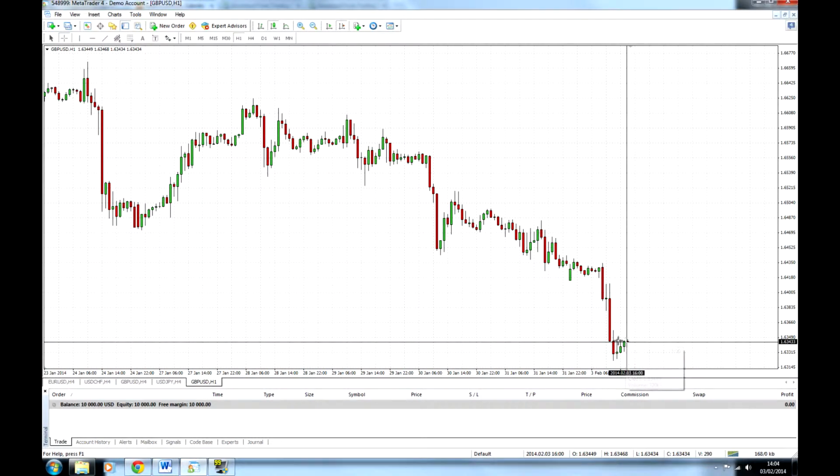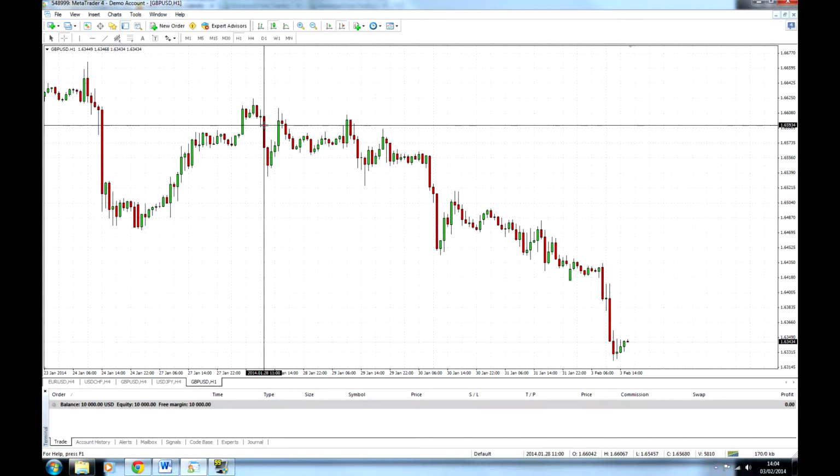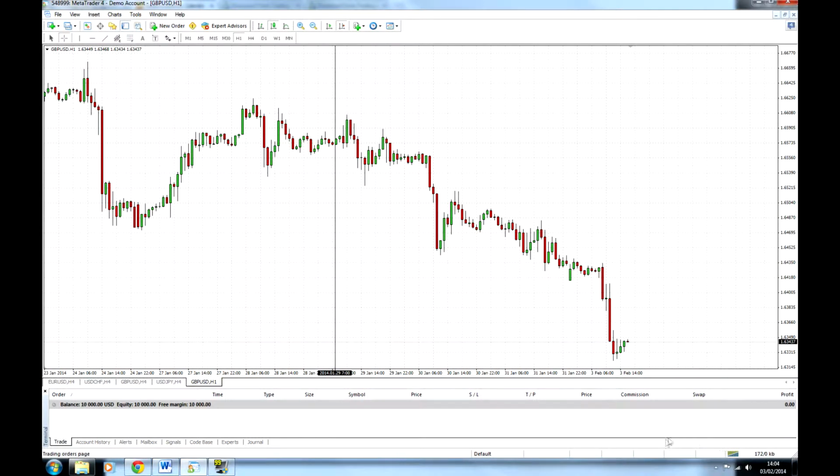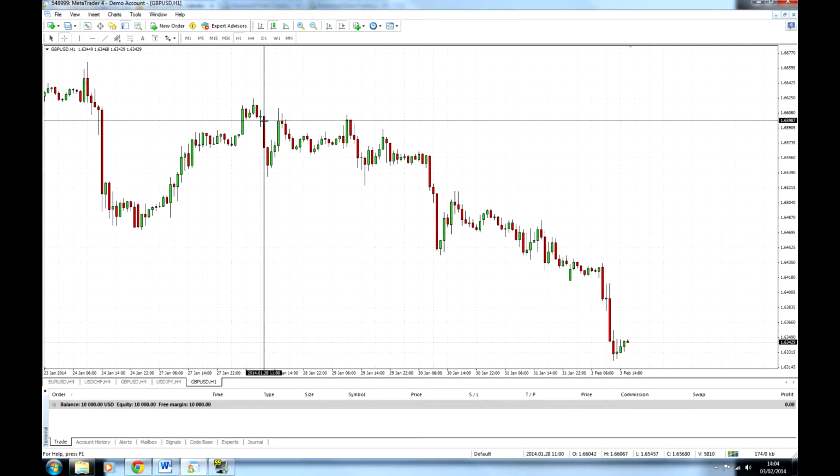But if you now move right here, all the information is going to be shown right here. So let's move over here. Now we can see the date, the year, the month, the day, the time, open, high, low, close, and volume. At the moment, just have a look at the year. So that is the 28th of January.